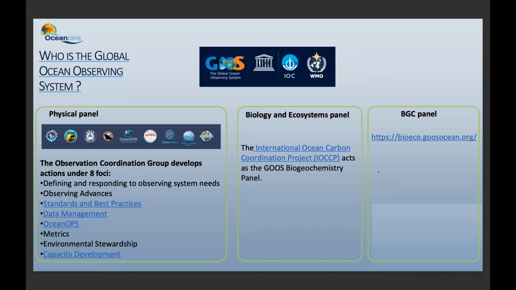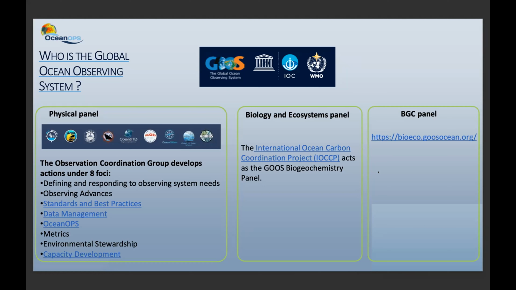So now, what is the GOOS? The Global Ocean Observing System is supported by the IOC of UNESCO and the World Meteorological Organization. It's organized around three panels. The one I will be talking about is the physical panel, but there are also a biology and ecosystem panel and a biogeochemical panel. I'm not an expert on those, so I will focus on the physical panel now.